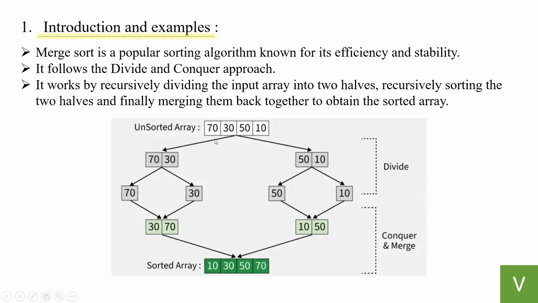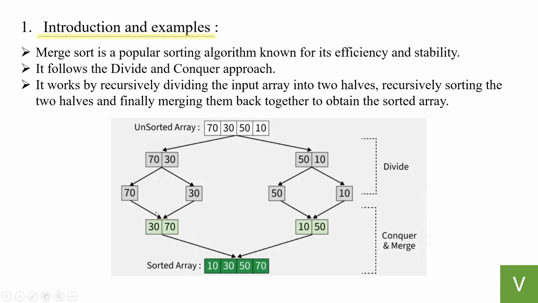So let us consider an input array of four elements 70, 30, 50, and 10. The first step is to divide the input array into two equal halves. After dividing, we obtain two subarrays consisting of two elements each. One is 70 and 30, and another one is 50 and 10. Again, we repeat the same process, that is dividing the subarrays into two halves. After dividing, we get 70 and another subarray 30. After dividing subarray 2, we get 50 and 10. So no more dividing is possible.